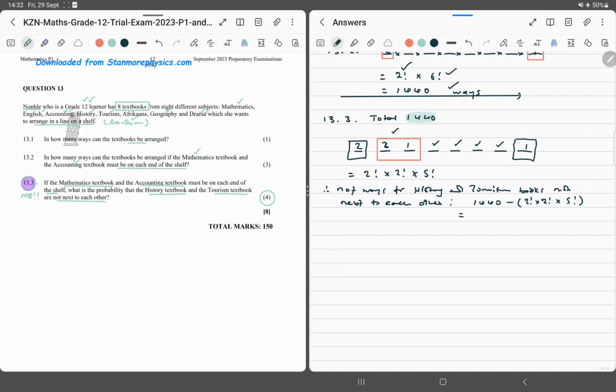So let's see, what is that? Maybe let's not even say it's such that it is equal to. So a bit of language and numbers there. Minus, this is 2 times 2 times 5 factorial, because 2 factorial is just simply 2. So this is giving us 960. So we can say therefore the probability of the event, which is those things not next to each other, is going to be 960 divided by the total, which is 1440. It gives us 2/3. And our answer is complete.